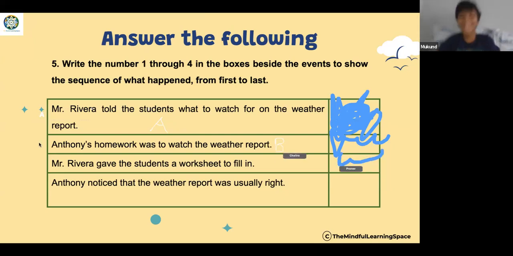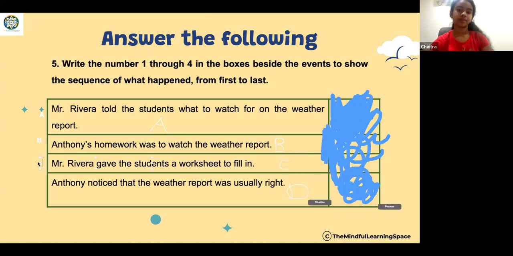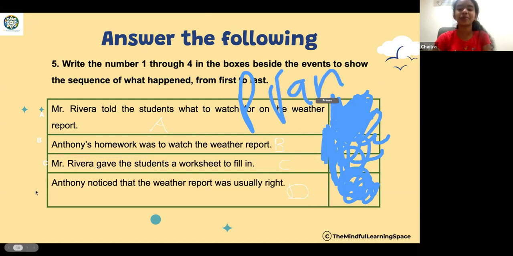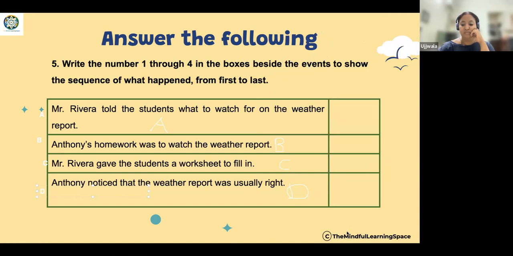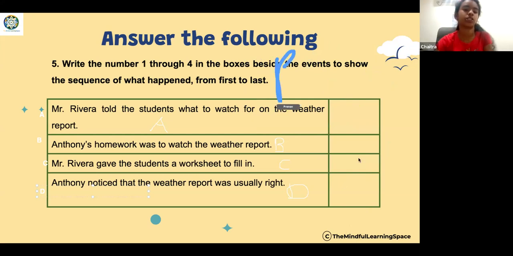Why are you scribbling in there? Why are you scribbling, Pranav? Enough. I need to stop. Okay, no one is going to annotate now. Okay, I'll just put my answers in the chat. Yeah, you made me, so I can't annotate, but it's still there.